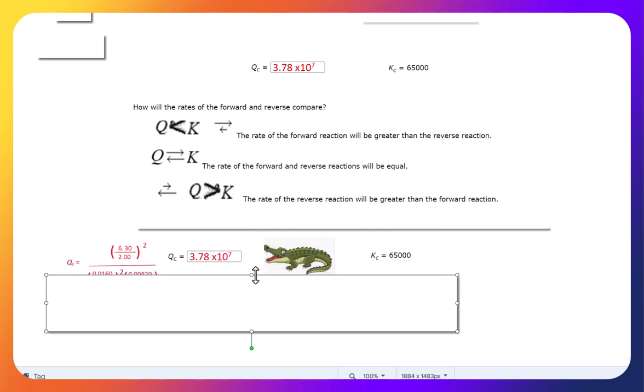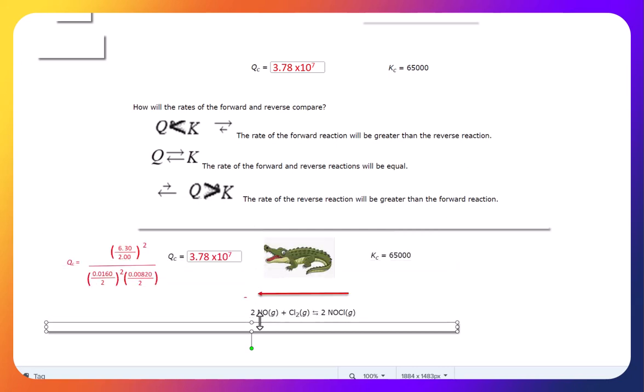And let's look at this. Now we've got this reaction going backwards, our mnemonic with the alligator greater than sign, which means that the NOCl concentration is going to decrease. It's going to go down. And if it goes down, that means this number has to become smaller. Our Qc becomes smaller, and it will become smaller and smaller and smaller.